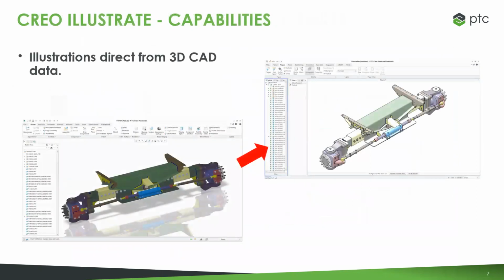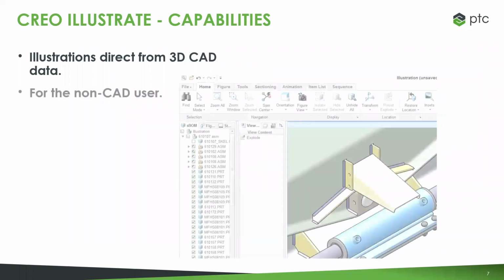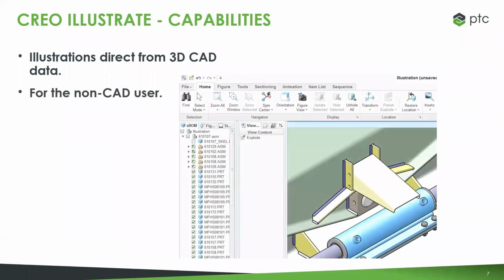Now, at a high level, this is a Creo application that's been designed to create detailed illustrations directly from our 3D CAD data. So I'm going to be using all that CAD data, but I don't need to work with the actual CAD data itself. And really, Illustrate is built out for a non-CAD user to be able to utilize. It's more an illustration tool that's giving our illustrator the tools that they actually need and really care about.